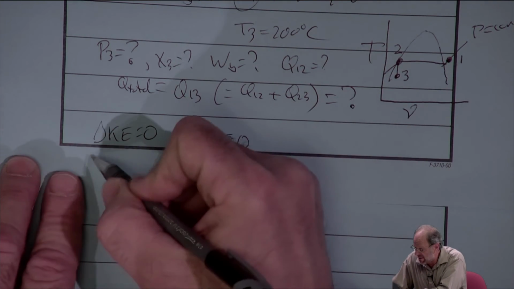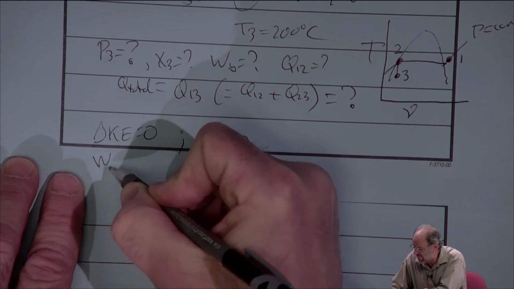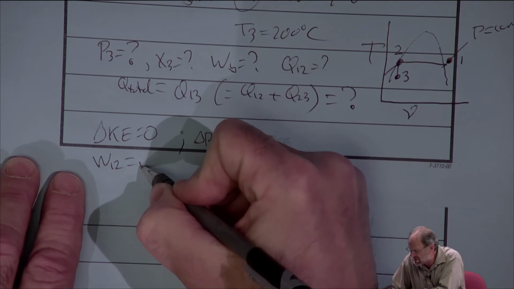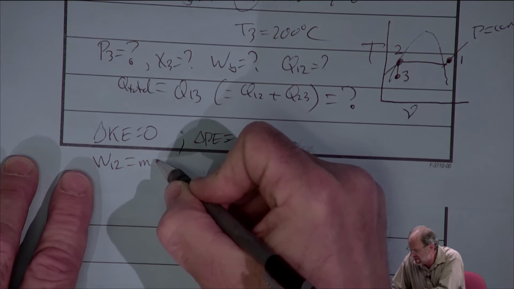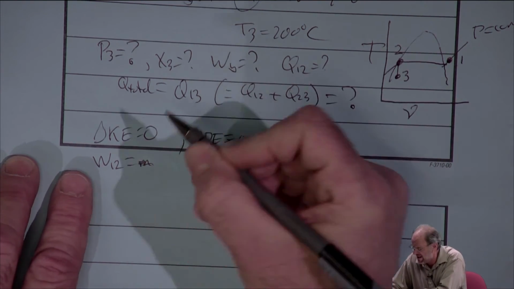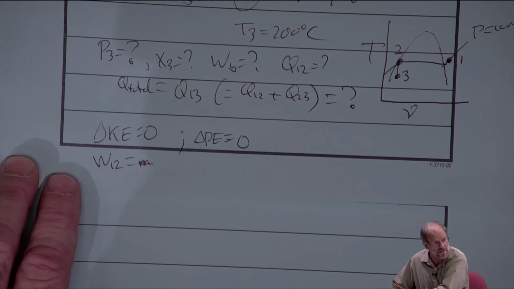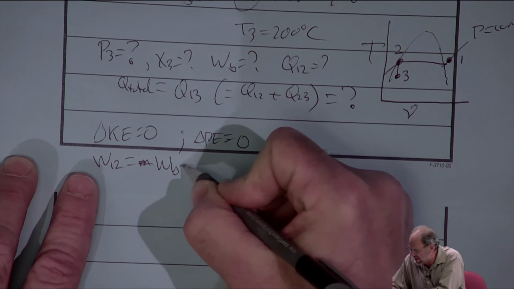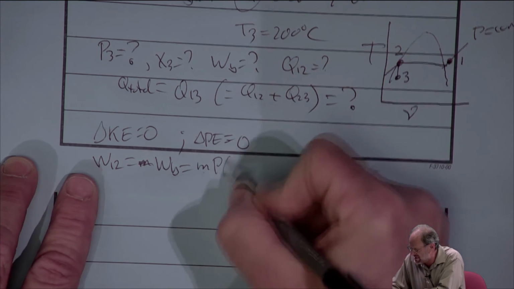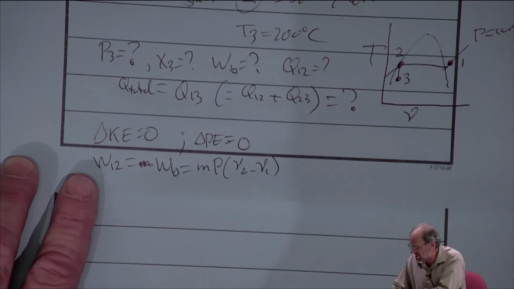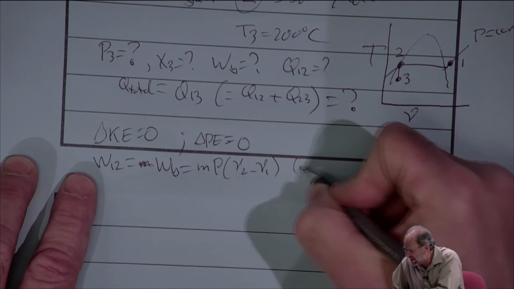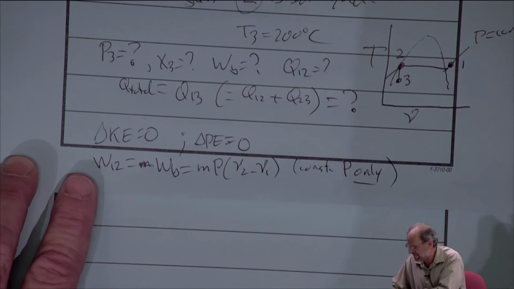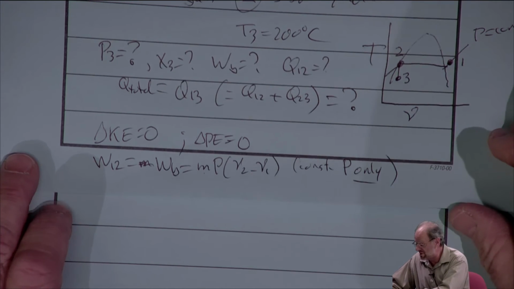That's something we should talk about. Well, the work from 1 to 2 is constant pressure work, right? So that's just going to be the mass, well, I'm sorry, let me first say it's just boundary work, right? There's no electric resistance, there's no other forms of work. So the work from 1 to 2 is all boundary work. And this for a constant pressure process is mass times pressure times change in specific volume. Okay. Again, constant P only. So that's the work we have from 1 to 2.